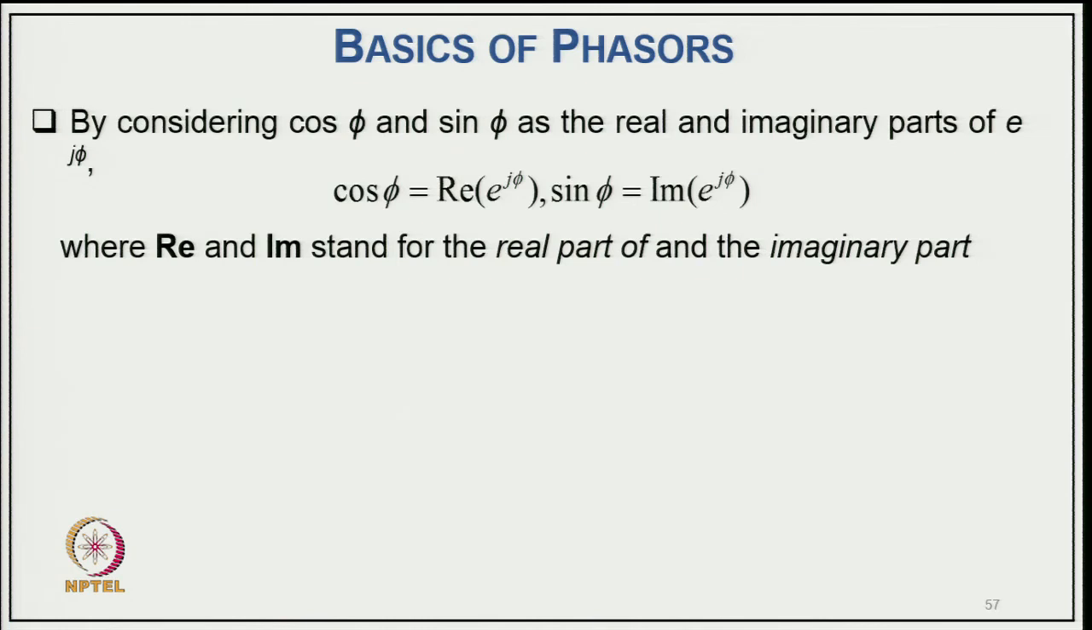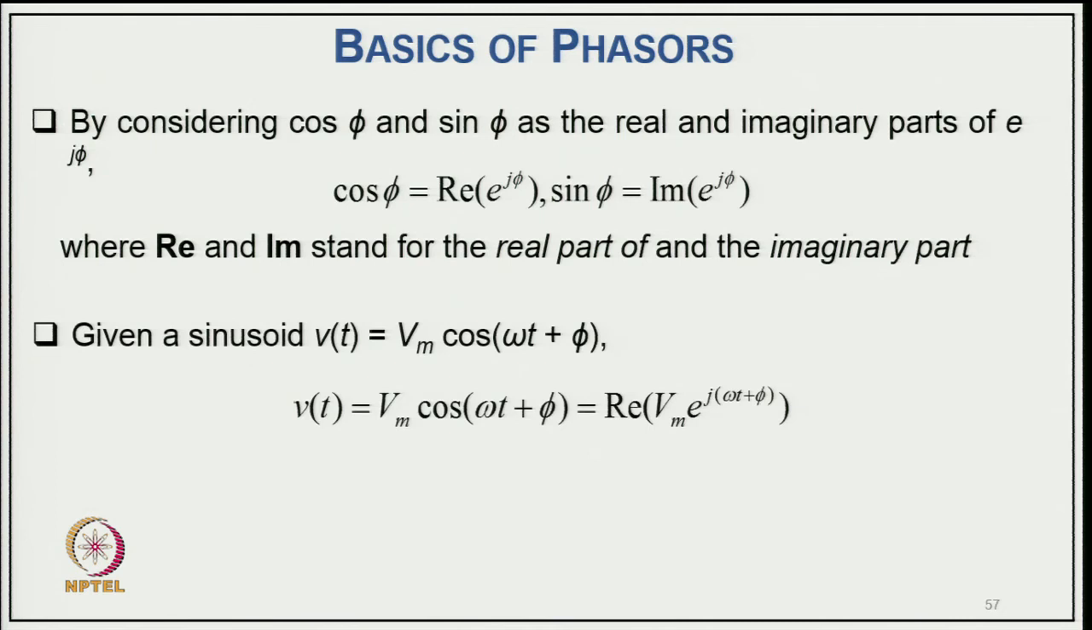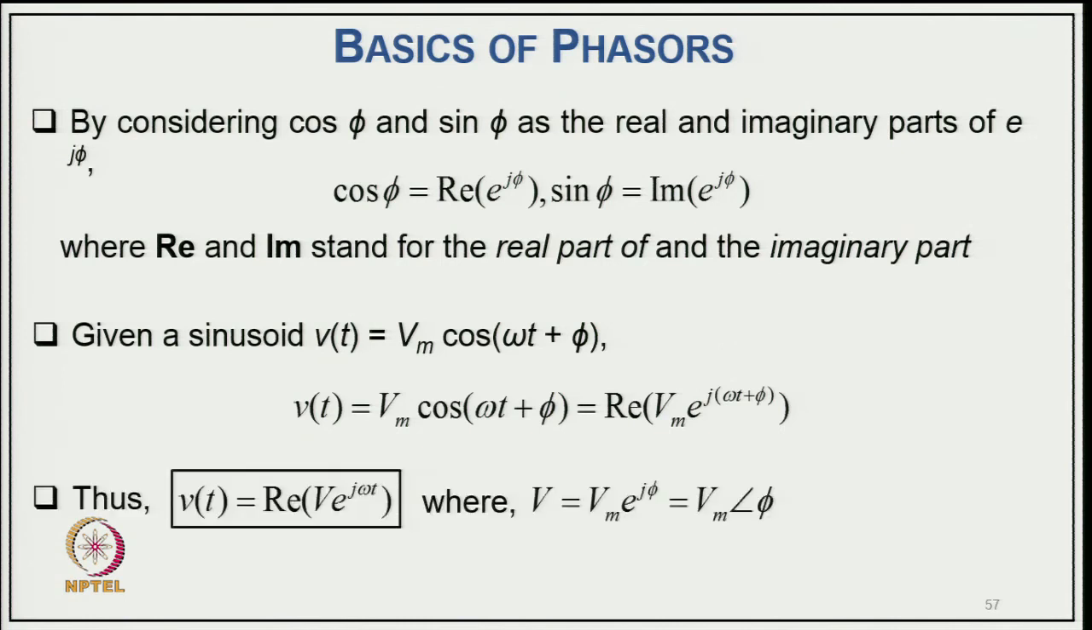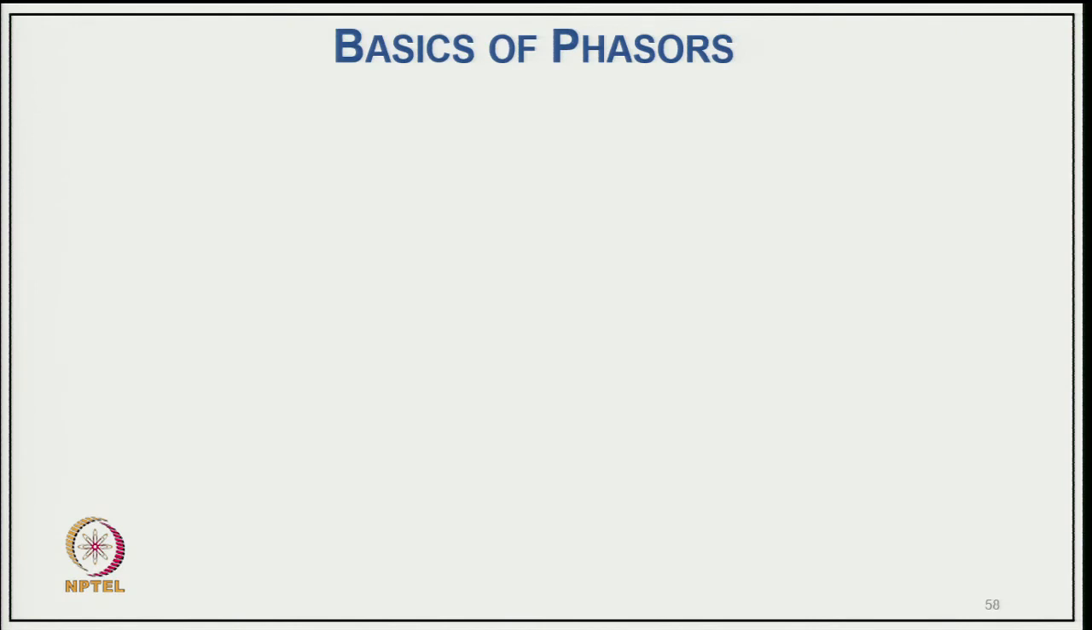Here, Re and Im stand for real part and imaginary part. Given a sinusoid v(t) equals Vm cos omega t plus phi, it can be written as the real part of Vm e to the power j omega t plus phi, and thus v(t) equals the real part of V e to the power j omega t, where V equals Vm e to the power j phi, that is Vm at the angle phi.